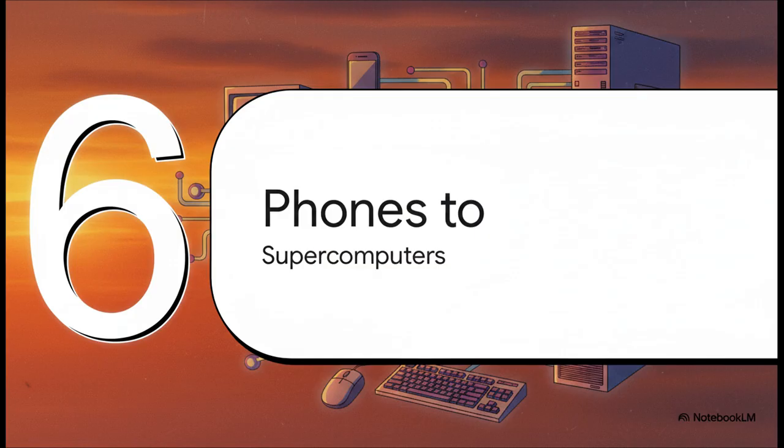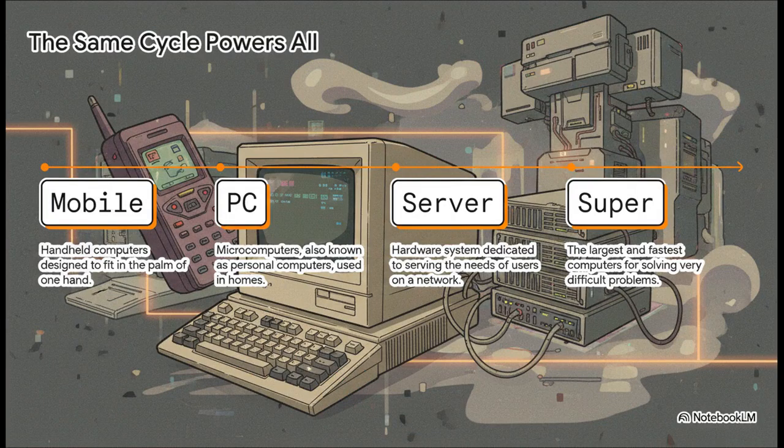Okay, so let's zoom all the way out. We just followed one single click through these 4 basic stages: input, process, output, and storage. But here's the truly powerful part. That exact same cycle is what powers every single computer on Earth. It doesn't matter if it's a tap on your smartphone screen, a command someone types into a huge server, or an instruction sent to one of the most powerful supercomputers in the world. This same fundamental process is happening over and over again, just at wildly different scales and unimaginable speeds.